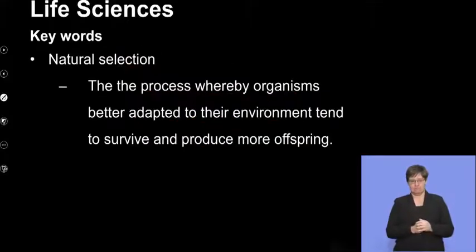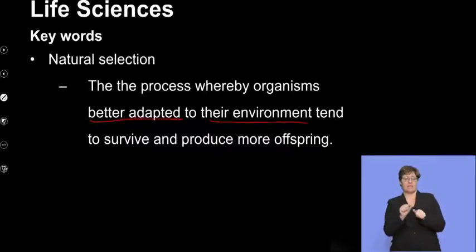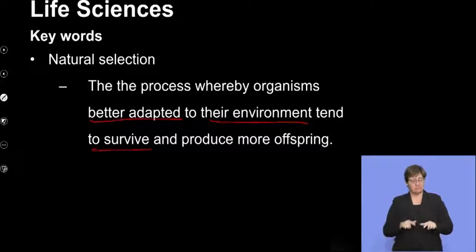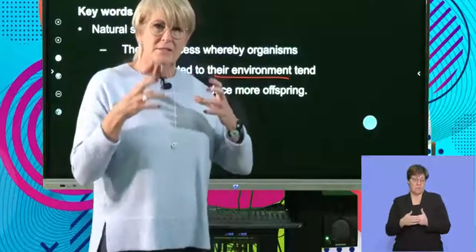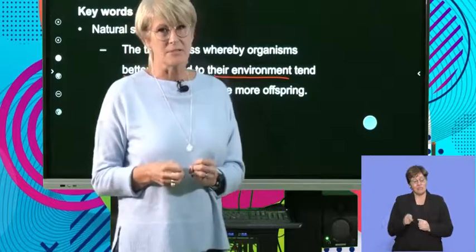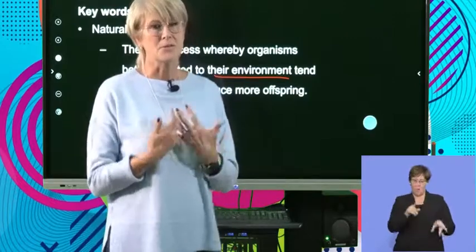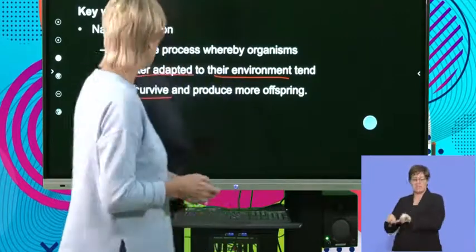Then natural selection, which is now the opposite, is the process whereby organisms better adapted to their environment tend to survive and then produce more offspring. So in other words, there it's nature selecting the characteristics, and that then allows the organisms to survive.